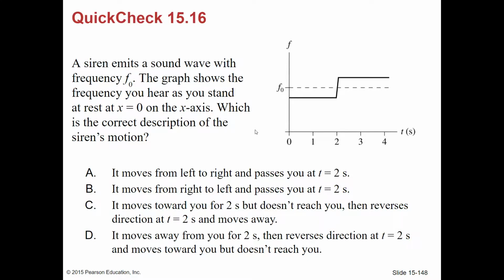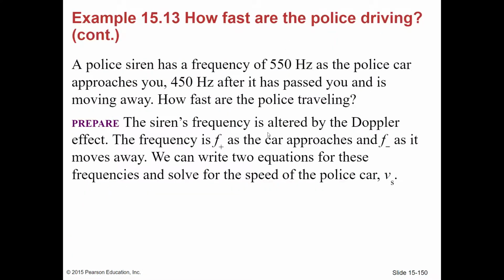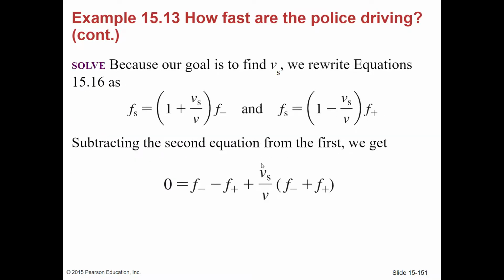Pause the video, read this question, and then do it. So it's paused, it's paused. Here's your answer. Police siren has a frequency of 550 hertz. Police car approaches you 450 hertz after it has passed you and is moving away. How fast are the police traveling?